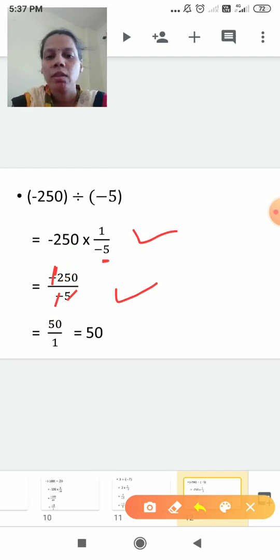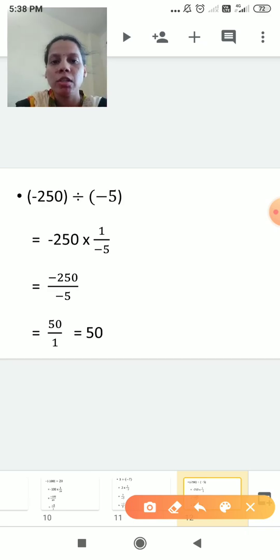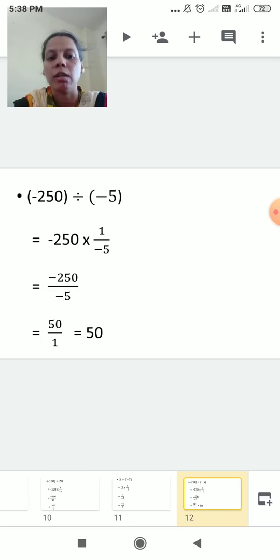Okay. I hope you are clear with all the examples. So again we will see: we have written the first integer as it is. In place of the divide sign, we have written multiplication. Then for the second integer, we have written the multiplicative inverse of the second integer, that is -5. We have written 1 upon -5, and then -250 multiplied by 1, that is -250 divided by -5. So minus minus gets cancelled. 250 divided by 5 is 50 upon 1, which is equal to 50.